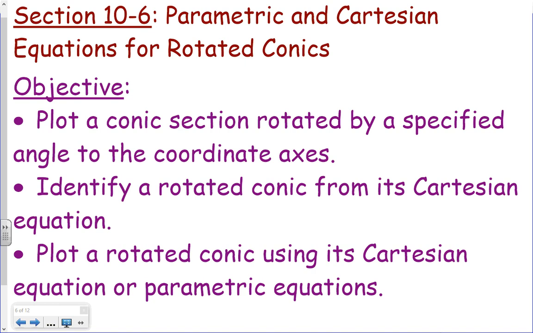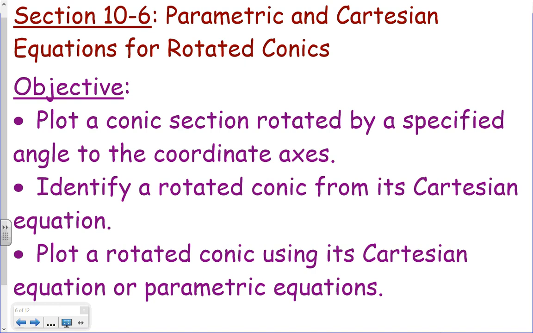The second part of the objective is to identify a rotated conic from its Cartesian equation. And the third part here is to plot a rotated conic using its Cartesian equation or parametric equation. Now, we've already tackled the parametric equations in the first half of this section. And you'll recall that we use that rotation matrix in order to do that. Take the rotation matrix, multiply by the parametric equation, add on our translation that we need, and we end up with a rotated conic.